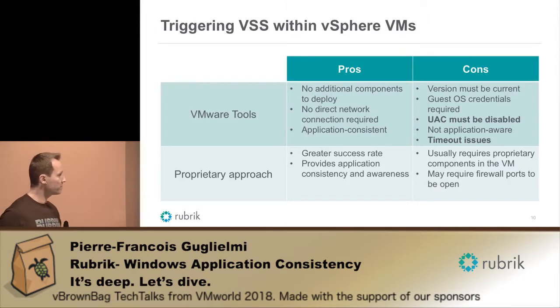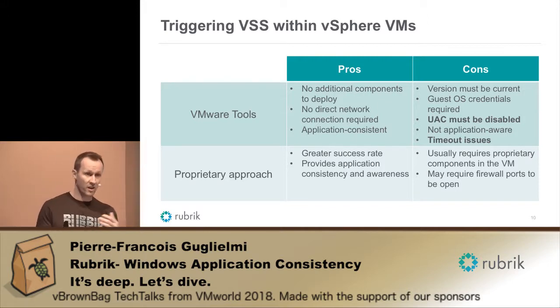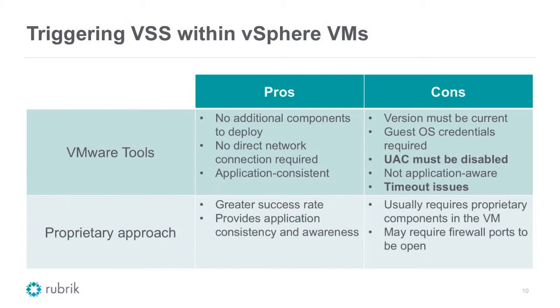All right. So specifically for vSphere virtual machines running a Windows guest operating system, what can you do? How can you trigger and leverage the VSS framework? There are basically two different methods. You can just leverage the VMware tools. They have to be installed. There are advantages and disadvantages in doing this.